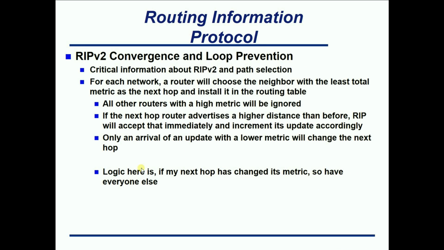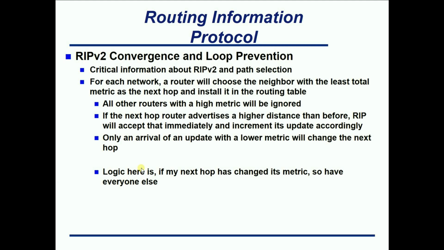All right, so critical information about RIP version 2 and path selection. For each network, a router will choose the neighbor with the least total metric as the next hop and install it in the routing table. This is the big thing. All other routes with a higher metric will be ignored. It will receive it, but since it already has a route with a lower metric, I'm not even going to install you in my database, which I think is weird. But when I was doing this in the testing environment, I was like, why don't I have other routes? Why don't I see it in the database? And after I read it, I'm like, oh, well, I guess that's why.